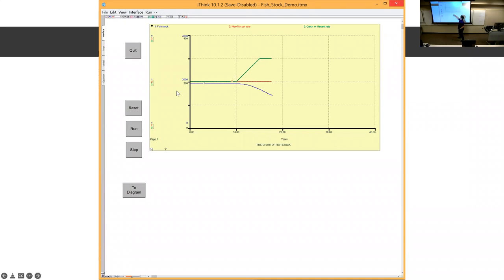And so up at the top, you see a legend where it says one fish stock, two new fish per year, three catch or harvest rate. So the fish stock, that's the box in the middle of that diagram I showed. The new fish per year, that's the flow coming into it. The catch or harvest rate, that's the flow going out of it. And so you can see those numbers on these lines here.